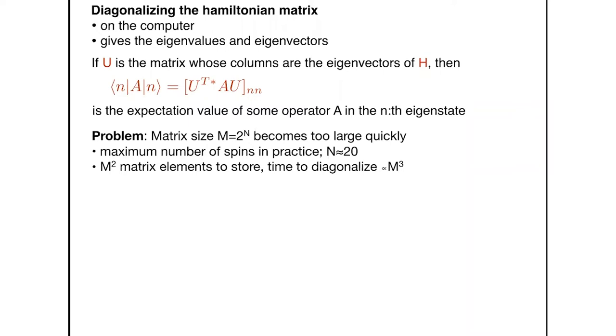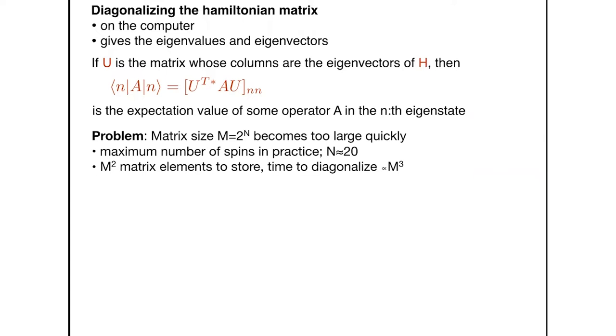Right. So you can see even a matrix multiplication takes of the order M cubed, because each element scales like that. The diagonalization involves a lot of multiplications and similar operations, so it's very time consuming. At some point, the storage could also become a problem, if you really want to store the whole matrix.